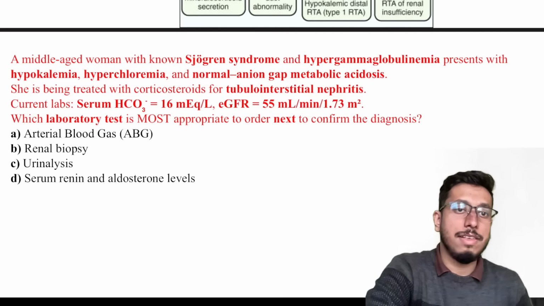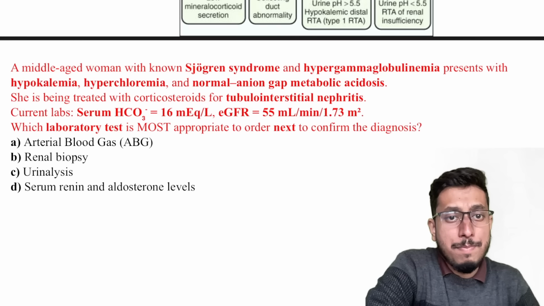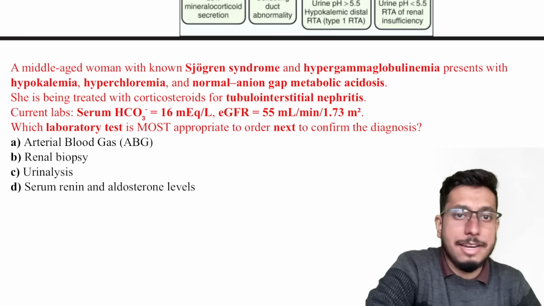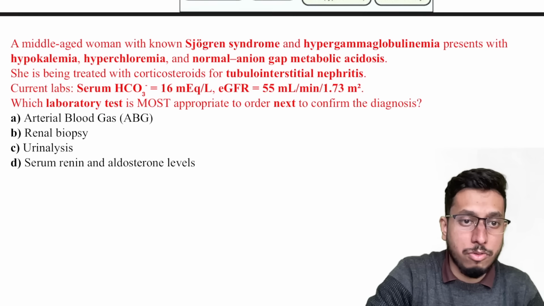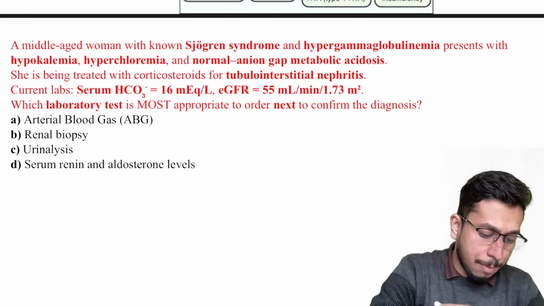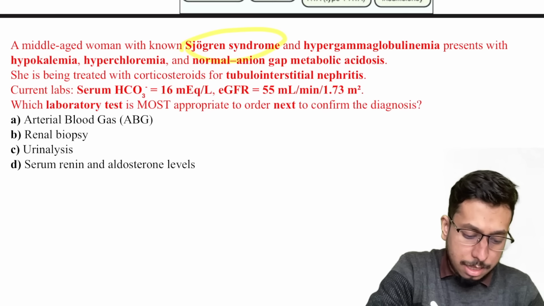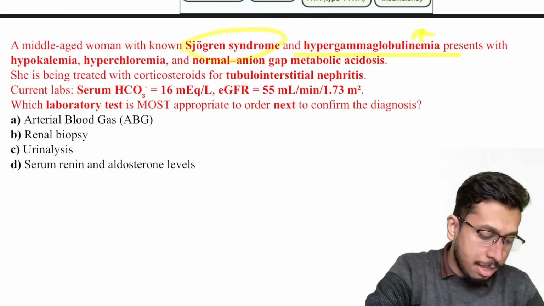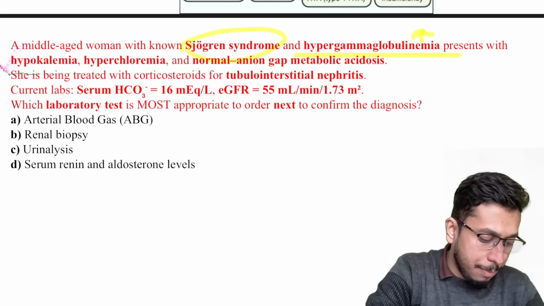So here, as you can see, a middle-aged woman with known Sjogren syndrome and hypergammaglobulinemia presents with hypokalemia, hyperchloremic, normal anion gap metabolic acidosis. What is being said in this question? The patient has known Sjogren syndrome. Second, the gamma globulin level is high, which is a feature of Sjogren syndrome. Then the electrolyte abnormality of our concern is hypokalemia.